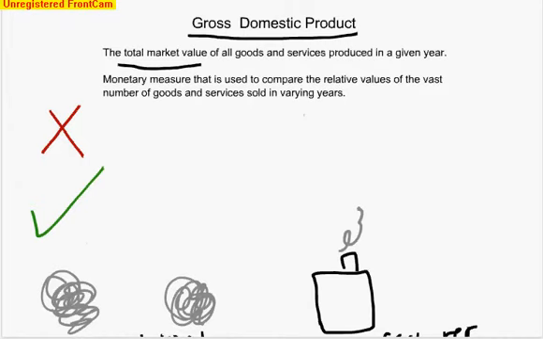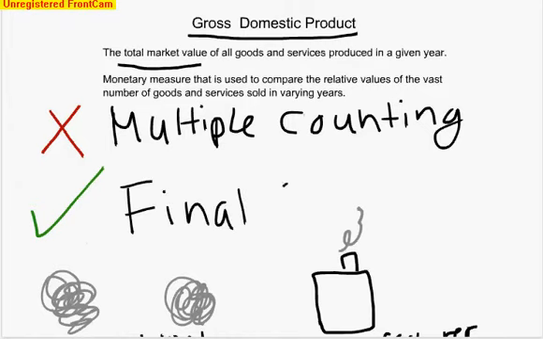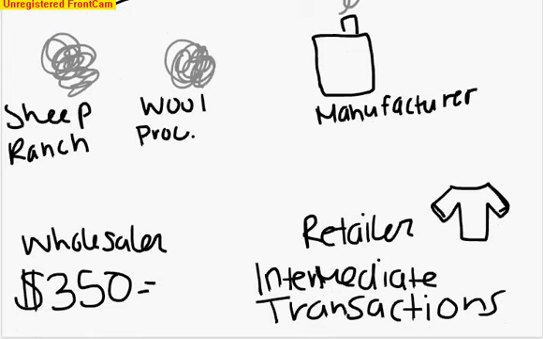So an important thing to keep in mind when calculating GDP is to avoid multiple counting. Since many products go through multiple stages of production, some components may be bought and sold many times. So GDP only includes final goods. Only final goods. So let me give you an example.